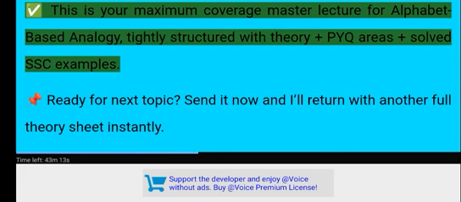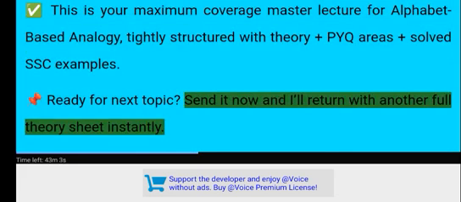This is your maximum coverage master lecture for alphabet-based analogy, tightly structured with theory plus PYQ areas plus solved SSC examples. Ready for the next topic. Send it now and I'll return with another full theory sheet instantly.